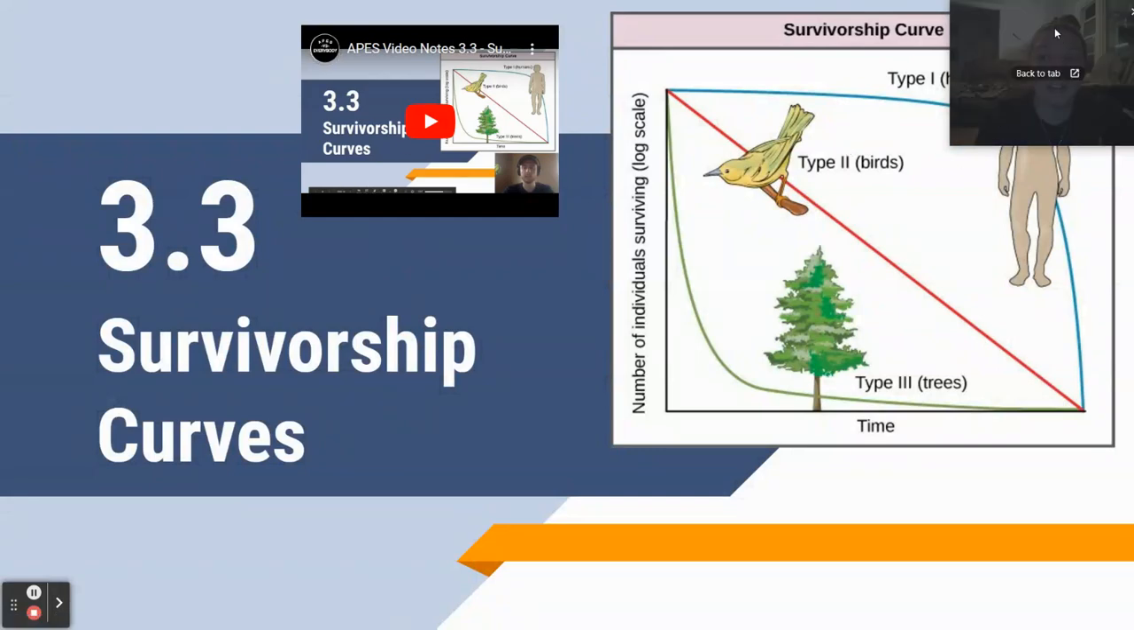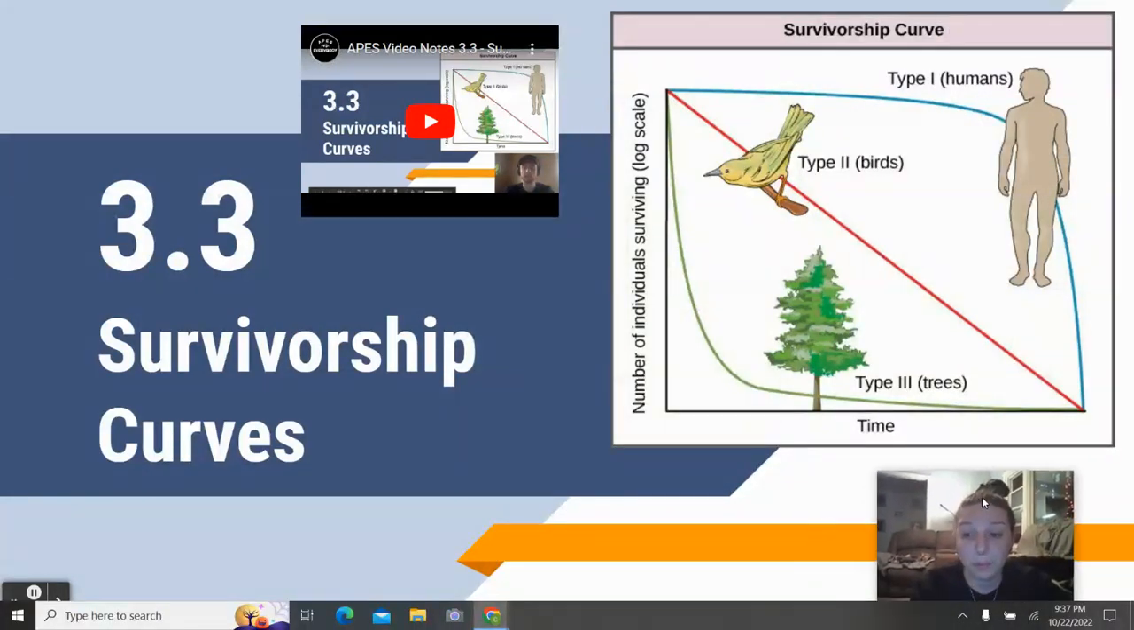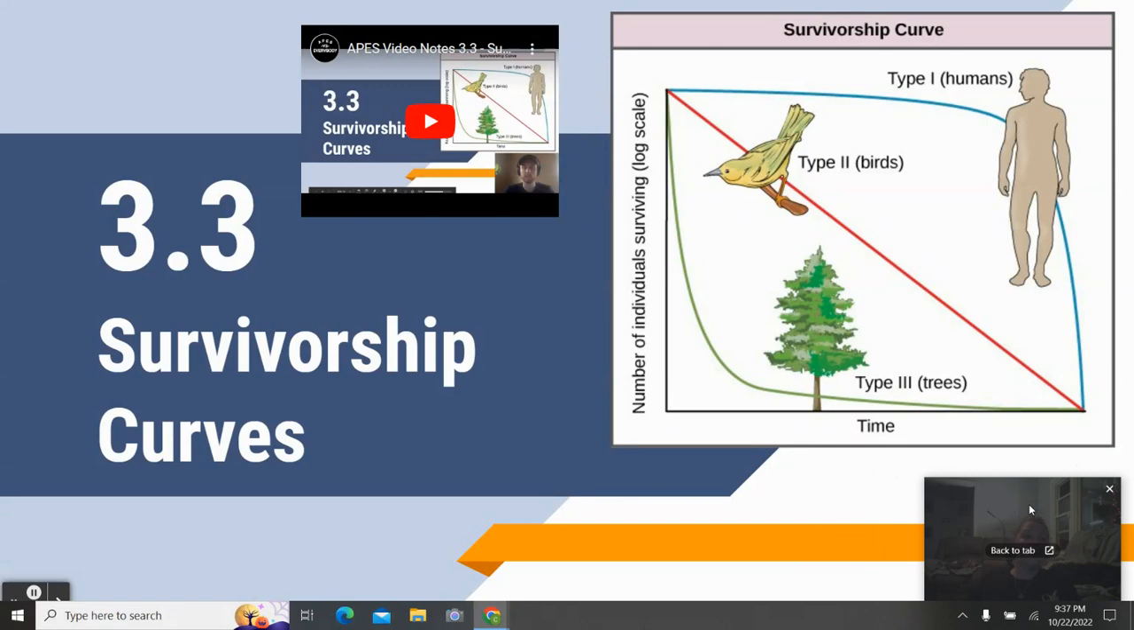All right, and then lastly, on to 3.3, which is survivorship curves. So this is going to keep building on what we just talked about. So the difference in parental care also is going to equal a difference in the amount of offspring that are going to survive infancy and reach adulthood. So in this chart here, you can see that we have time on the x-axis and we have the number of individuals surviving on the y-axis.